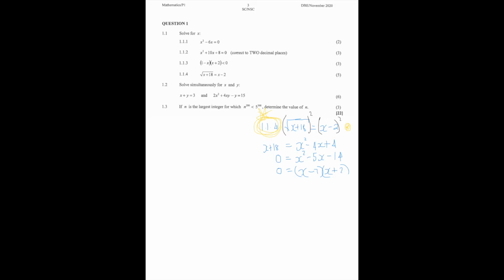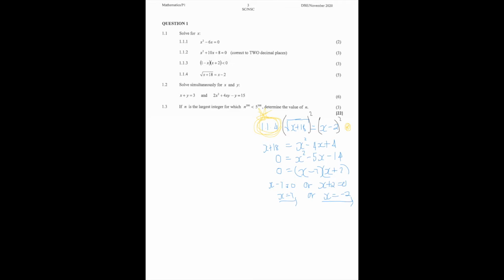So in solving this, we know that either x minus 7 equals 0, or x plus 2 equals 0, which means either x is 7 or x equals minus 2. Now again, very important, we found our values of x, but we need to substitute them back into the initial equation given, to see whether the answer satisfies both the left and the right hand side of the equation.